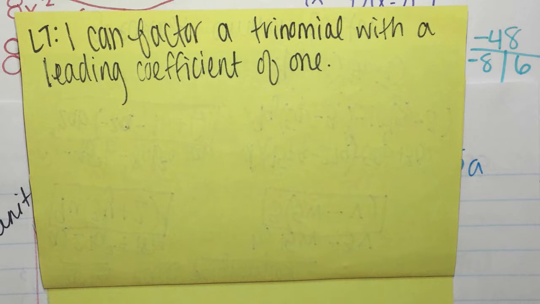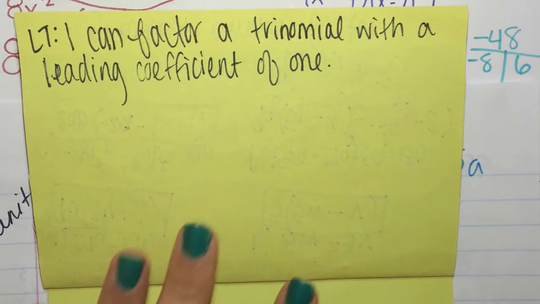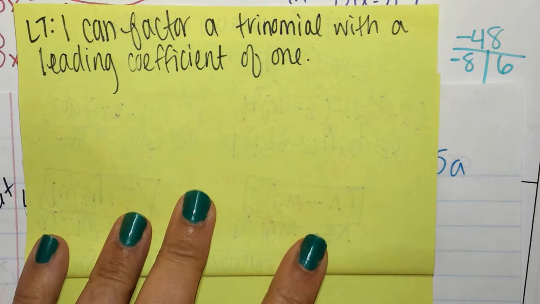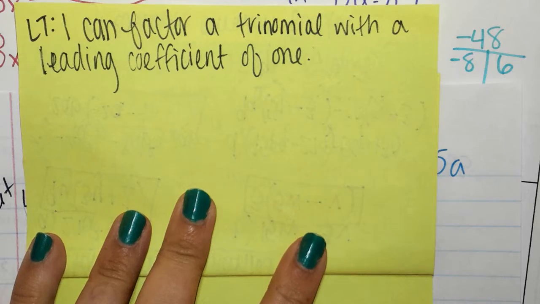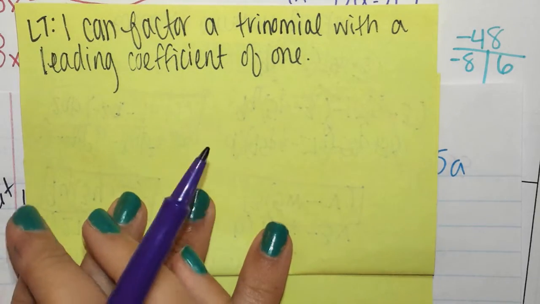Now, who remembers what the first rule is? We have several rules, but who remembers what we have to find first? We do have to check for a GCF. So I like that you check for a GCF.